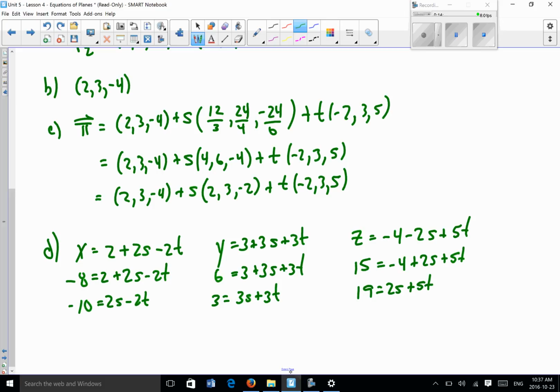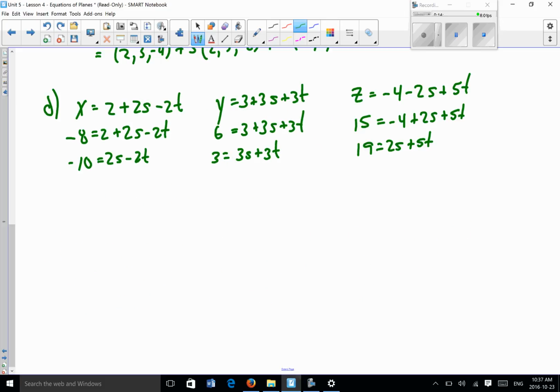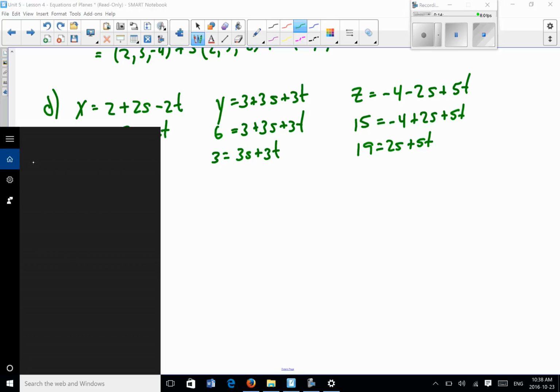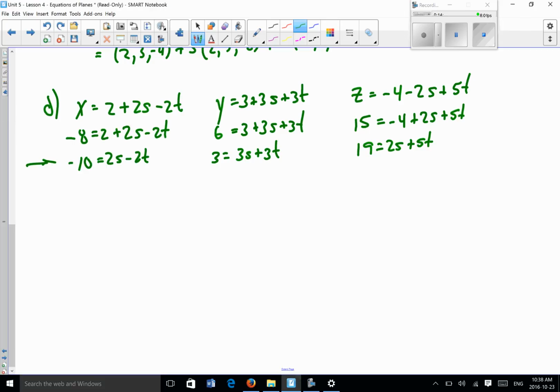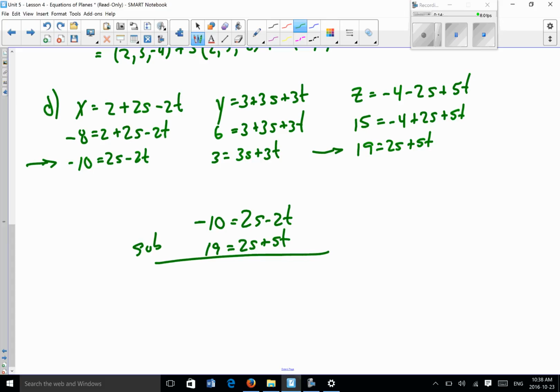Now I don't have one that stands out obviously as easy to solve like we did in the previous question, but I might notice that the first one and the third one have some similarities. They both have the 2s in there, which means I can do elimination. So 2s minus 2t and 2s plus 5t. My s's are the same, so same sign, subtract. Negative 10 minus 19 is negative 29. The s's will cancel each other out.